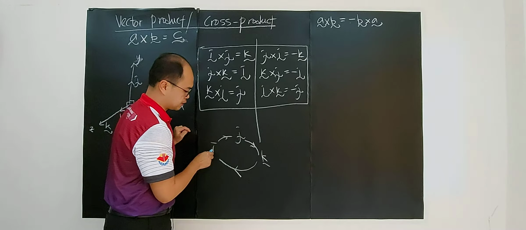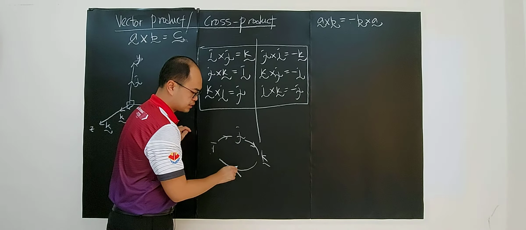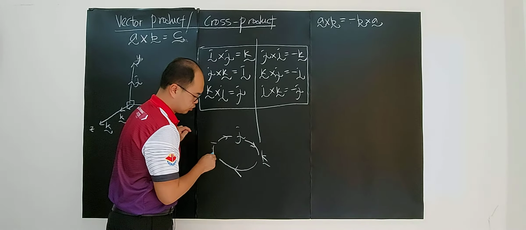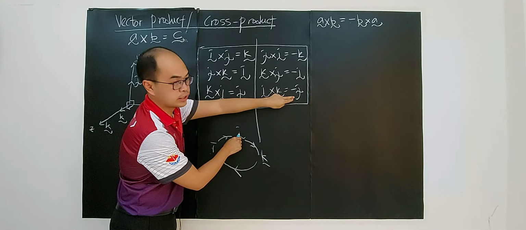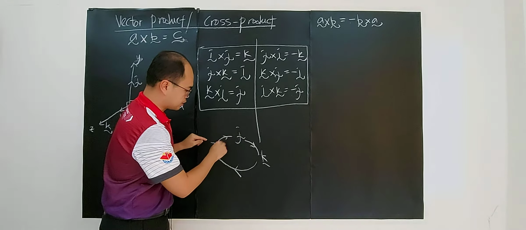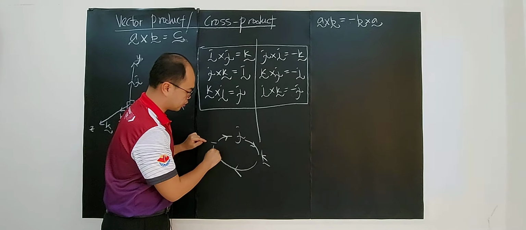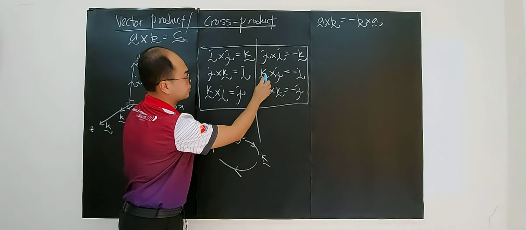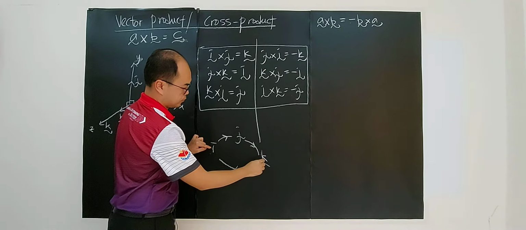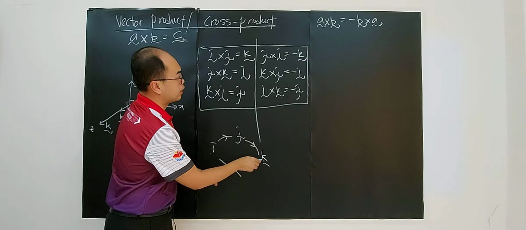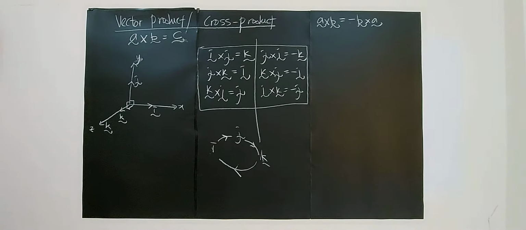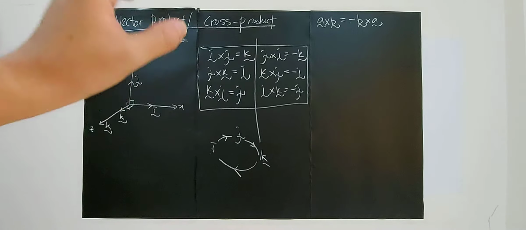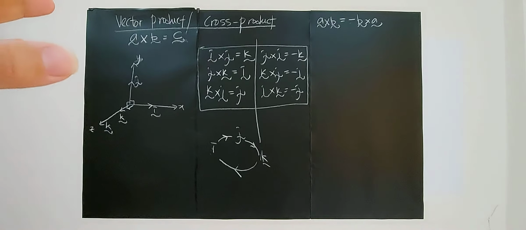If you reverse the process, i cross k means going against this direction here, so i cross k gives negative j. j cross i goes against this arrow, so j cross i gives negative k. And k cross j gives negative i. This is the way I memorize this. Okay, let's see how to use this important result in generating the formula for doing cross product.